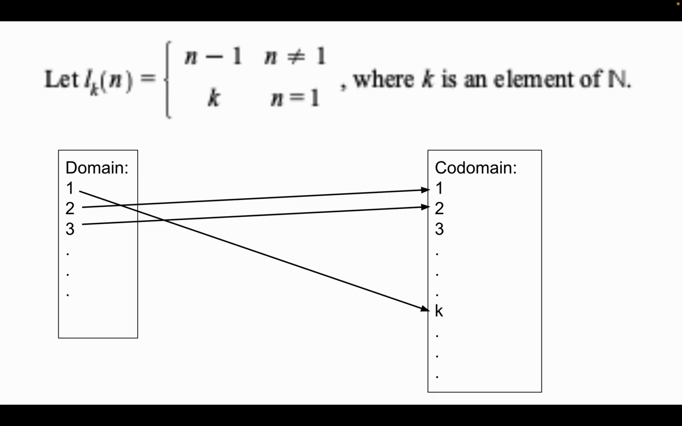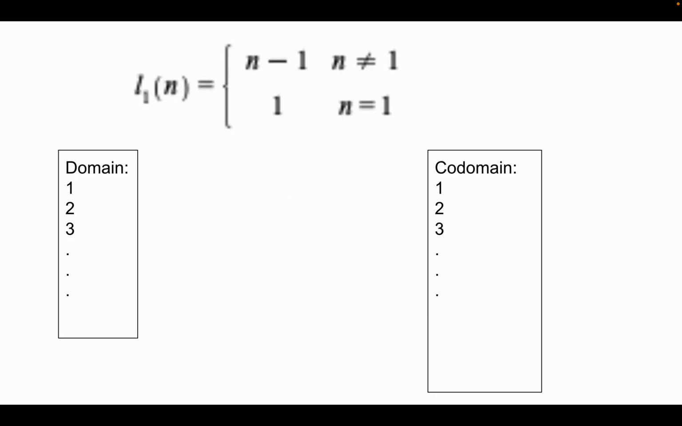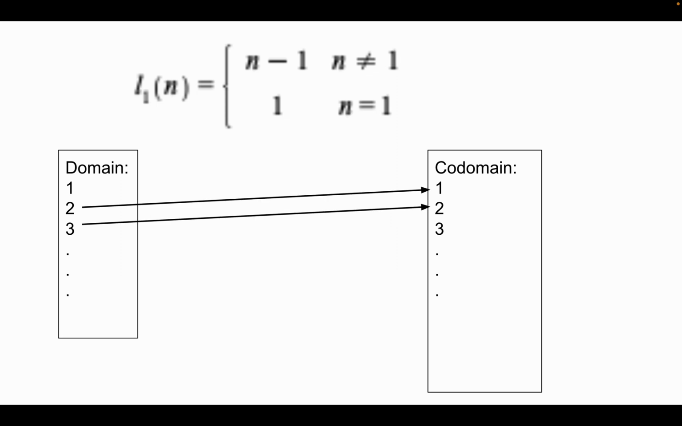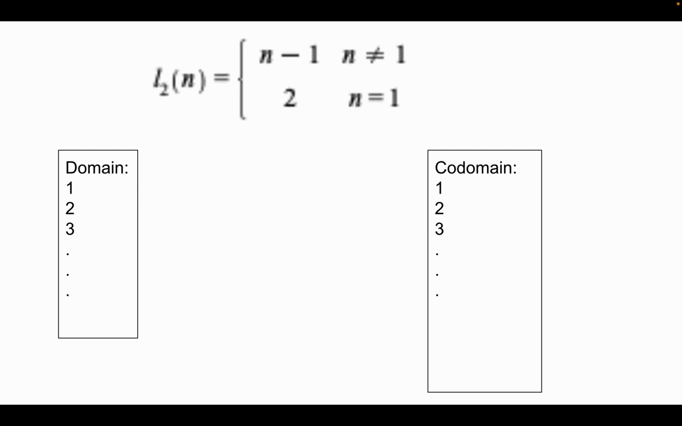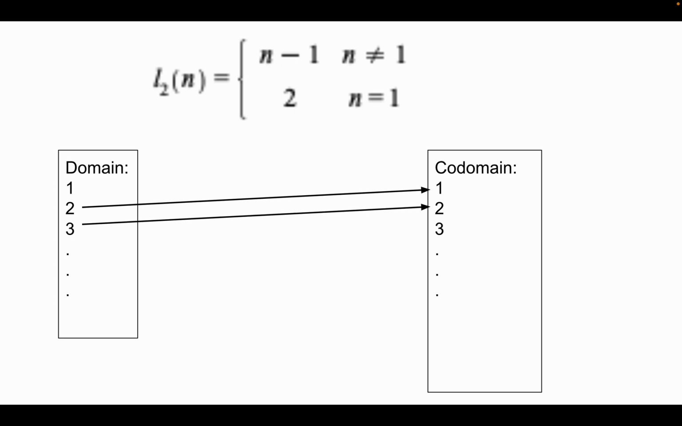Okay, so let's take a look at what that looks like in some different versions of the function in this family of functions. So let's start with L1. So on this one, 2 maps to 1, 3 maps to 2, and 1 maps to 1, because we've defined k to equal 1 for this function. With L2, 2 maps to 1, 3 maps to 2, and 1 maps to 2.